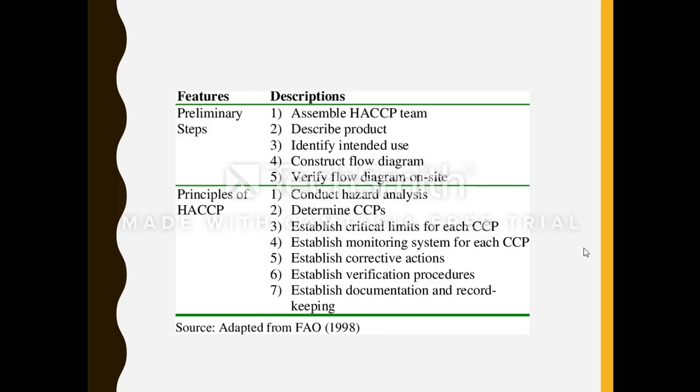And then HACCP has 7 main principles, including hazard analysis, CCP, establishing the critical limit, establishing the monitoring system, establishing the corrective actions, verification procedure, and documentation. So if there is no documentation, that means you are not doing HACCP. That's the HACCP concept. If you do HACCP, you need to do the documentation as well.